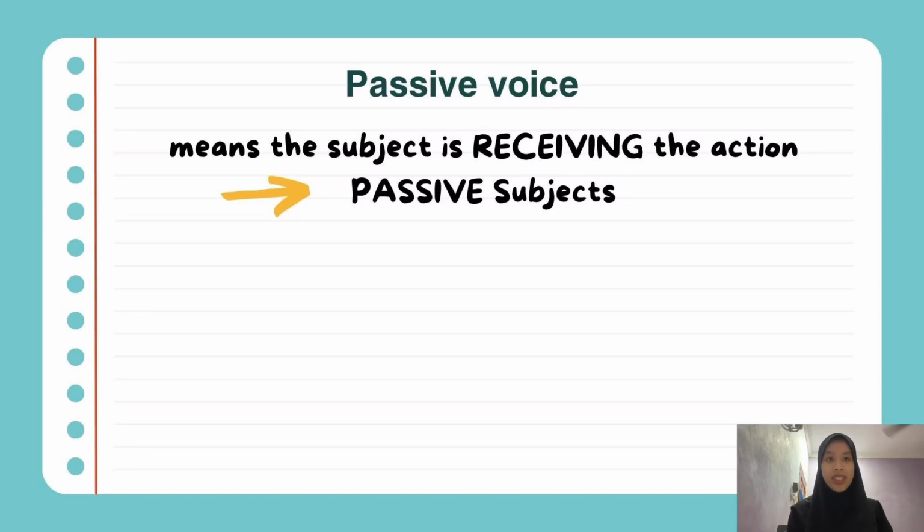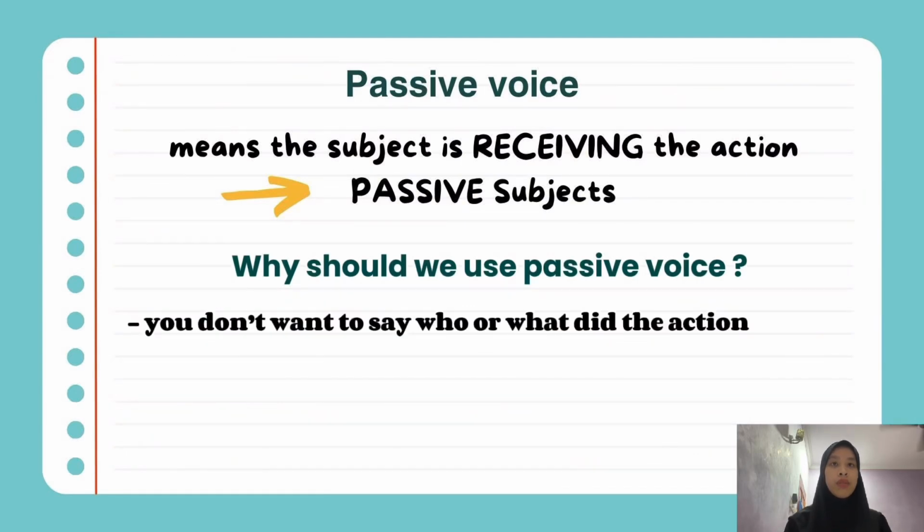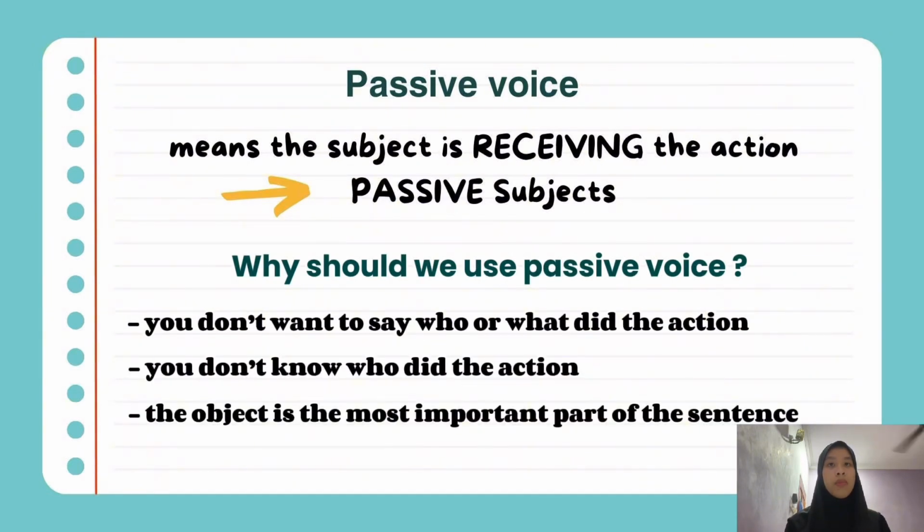So what is passive voice? Passive voice means the subject is receiving the action. Therefore, there is a passive subject. Next, why should we use passive voice? First of all, maybe you don't want to say who or what did the action, or you don't know who did the action, or maybe the object is the most important part of the sentence.